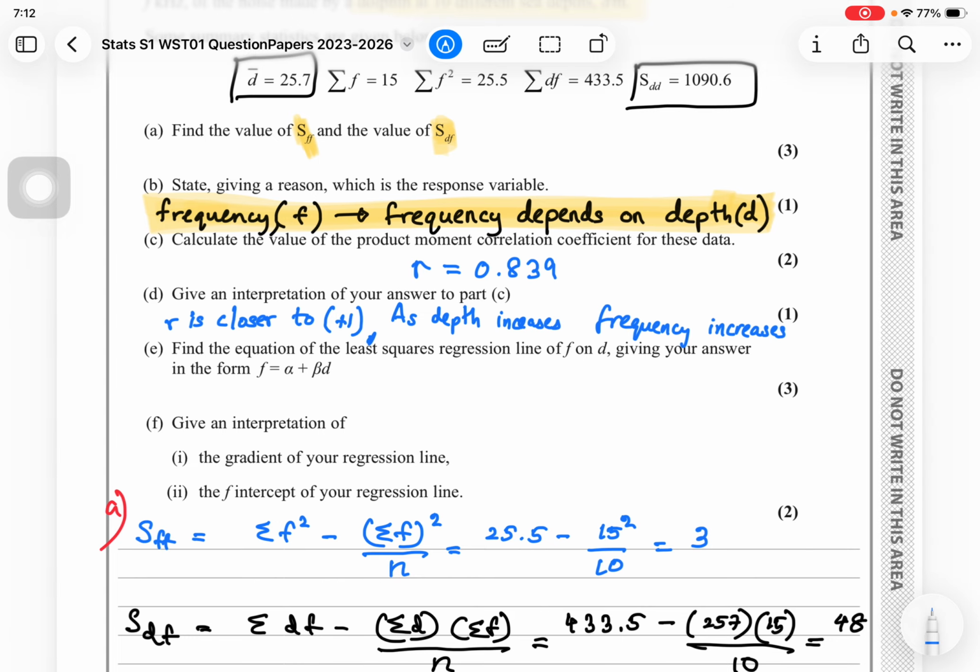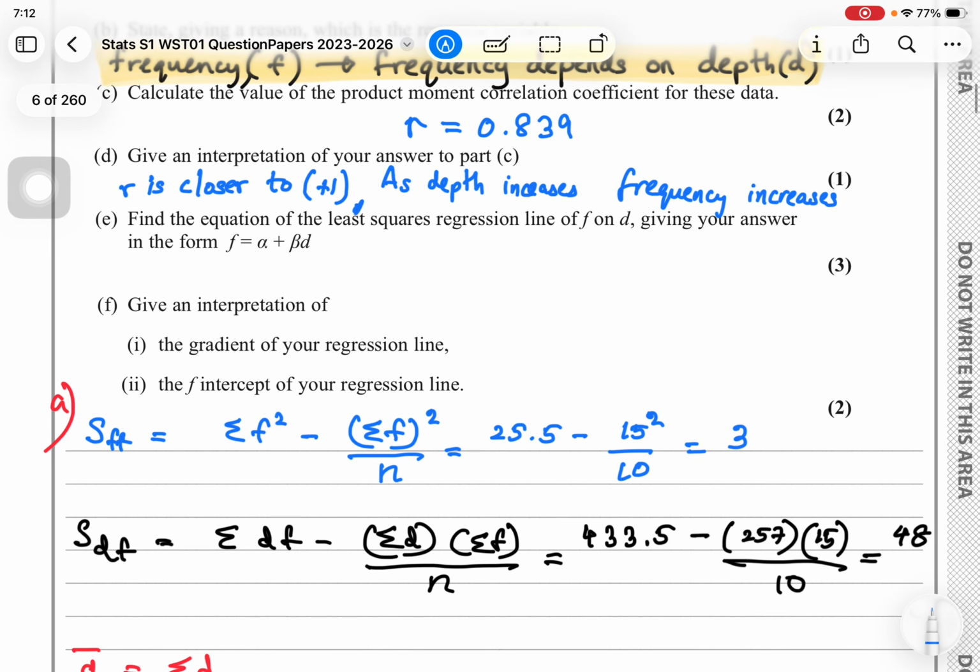So it's not enough to say it's just a positive correlation. You have to explain it using your explanatory and response variables. Okay, now let's go to the interesting part, E.